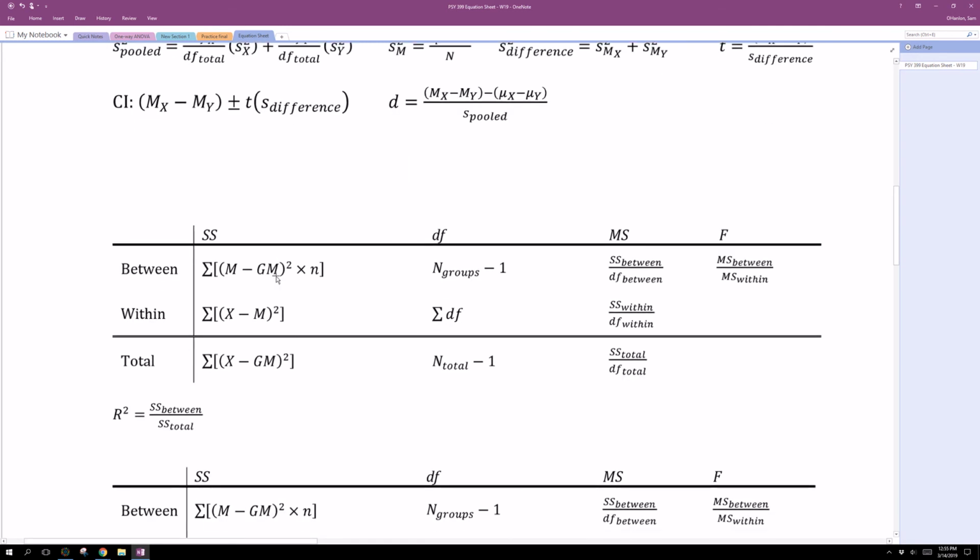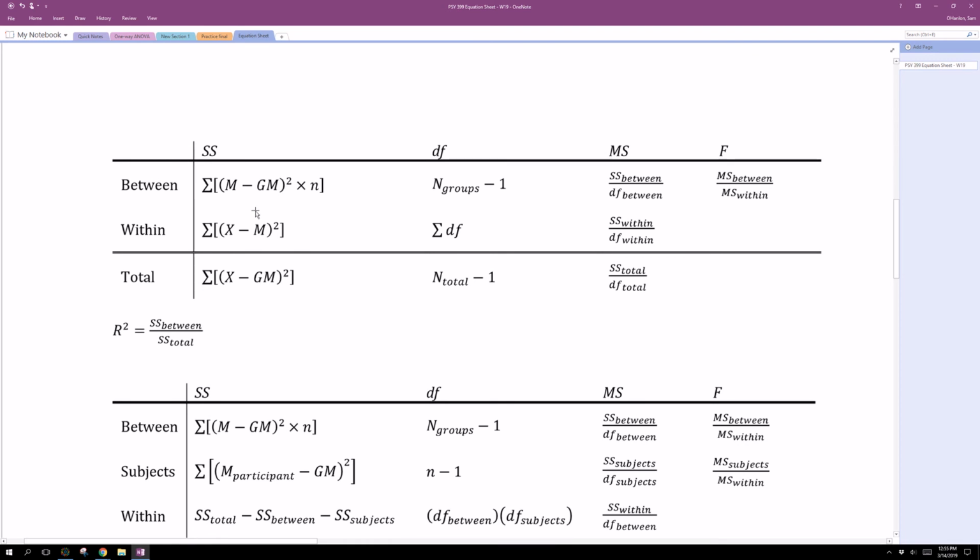Okay. When I revised the equation sheet, I added in these brackets because I noticed that many of you were having issues with order of operations. So now that you have brackets, hopefully this will help you remember that you do all of the inside stuff before you sum, right? So you take the deviation, square it, and multiply by n before you add everything up. Okay, now again, you don't really have to memorize any new equations. All of these equations use things you should already know.